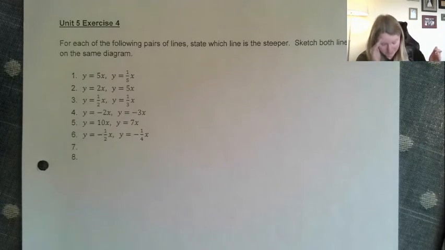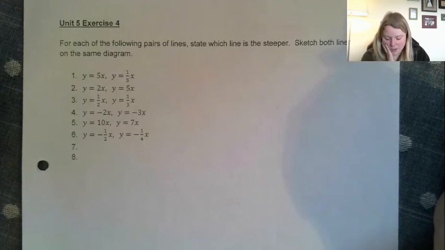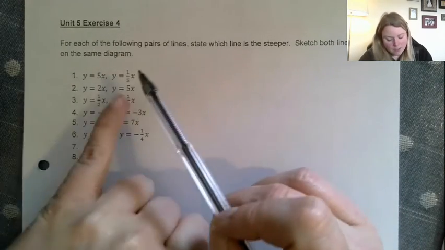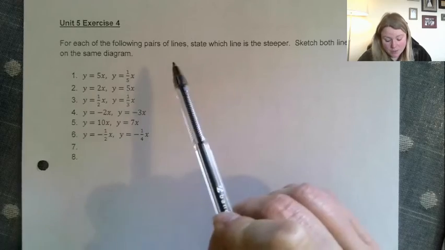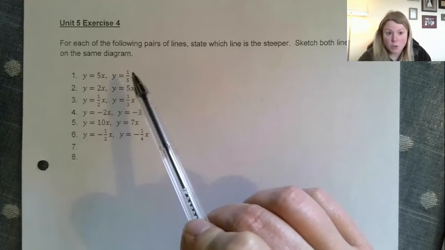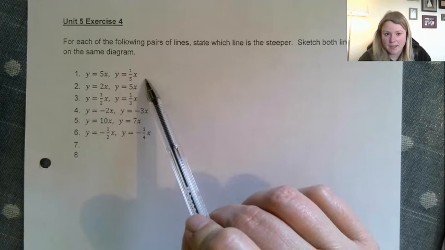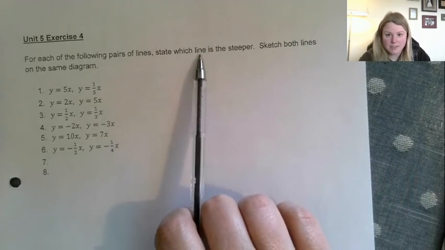Now look over at page 59 for me please. This is another exercise that I want us to do. So in these questions you're given 2 equations of lines. So in this one you've got y equals 5x and y equals a fifth x. Now you just have to state which line is the steeper.